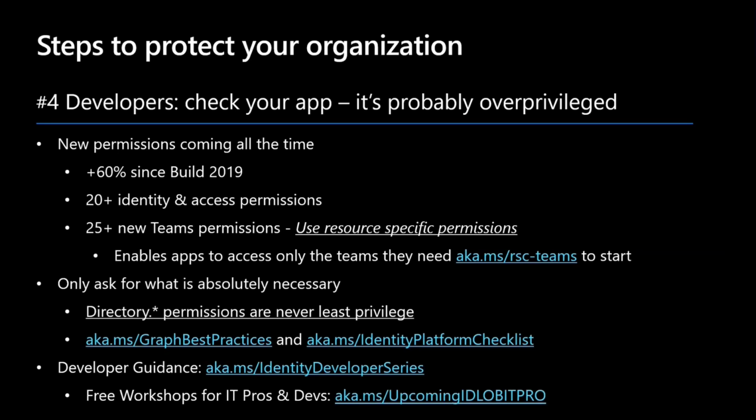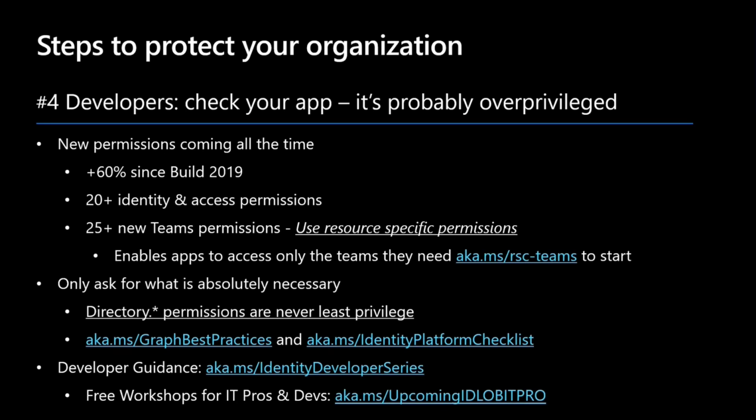To back up a little bit, we've all been there where we're trying to get something to run and we just use the highest level permission possible because we just want it to work. And so we've been trying to make it easier for folks to determine whether apps are over permissioned or if there is a lower level permission you could be using. Since Build 2019, we've actually increased the number of permissions that we have by over 60%. And with that, we have over 20 new identity and access permissions.